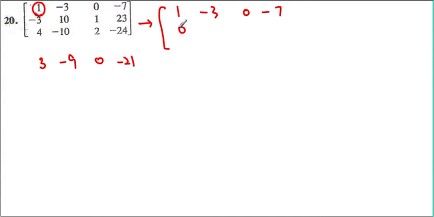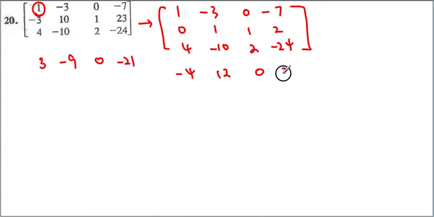When I add them up, I get 0, 1, 1, 2. And the last one, I'm just going to keep as it is. 4, negative 10, 2, and negative 24. And I'm going to multiply the first row by negative 4 so that I can add it up with the last one. So then the first row would have been negative 4, 12, 0, and 28.